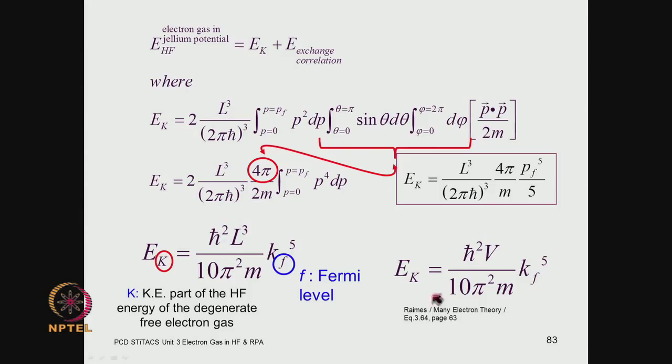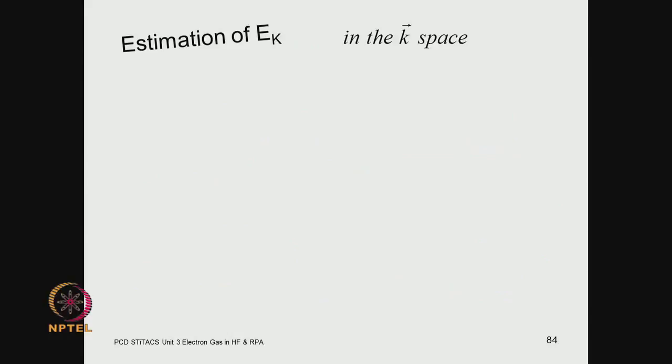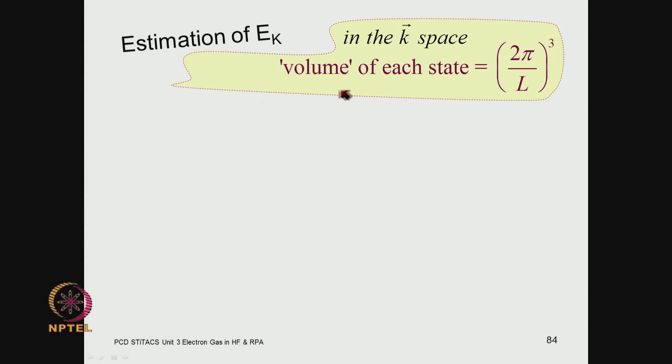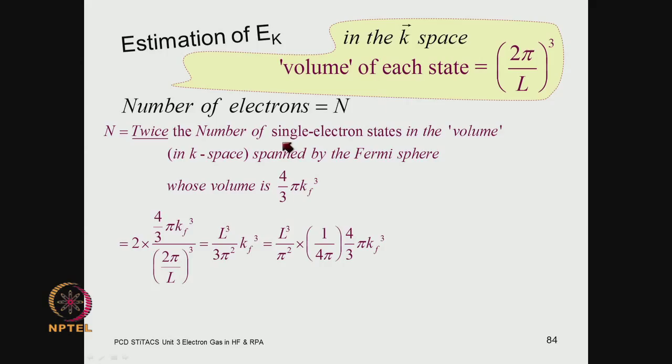This result is straight from the book by Reimes, which I strongly recommend for this part of the course. Okay, so let's try to estimate what it will amount to. This is in the k space. We already know that the volume of each state is the cube of 2π over L. The total number of electrons is N, and since there is one electron per state, there are that many states that we have to work with.